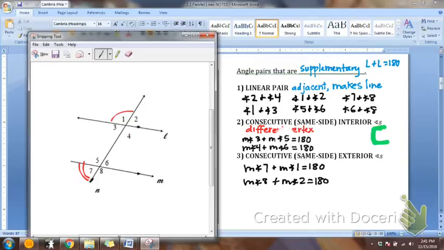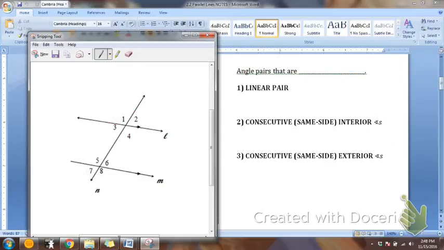So this is a lot to remember. Because this is a lot to remember, I'm going to pass out a handout in just a minute to help you a little bit. But here's the trick: deciding whether they're congruent or supplementary. So, listen very carefully, if they are same side, they are supplementary. Everything else is congruent. If they are same side, they are supplementary. Everything else is going to be congruent.